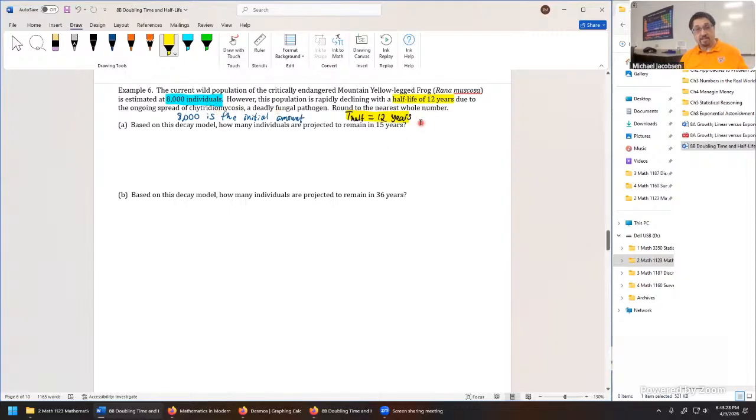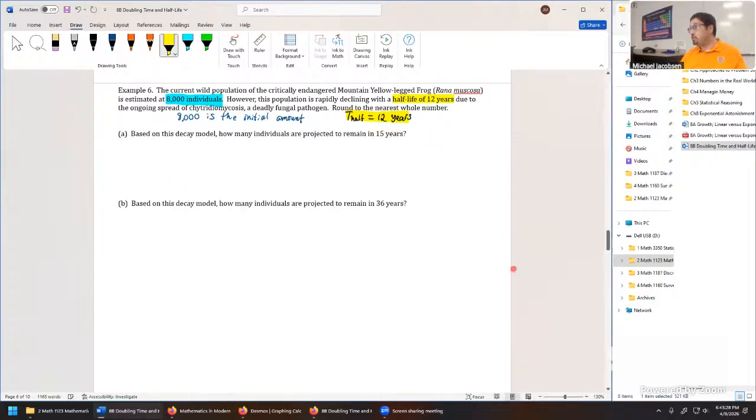And if nothing changes, if the fungal pathogen continues to afflict this species in the same way, if the half-life remains consistent, in other words, we want to estimate how many individuals are projected to remain in 15 years, and to do another projection in 36 years.